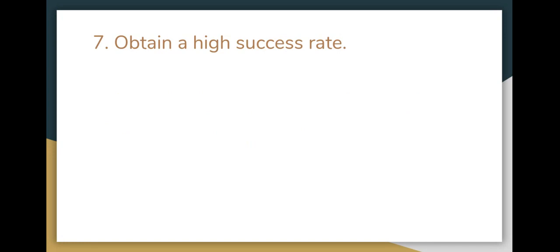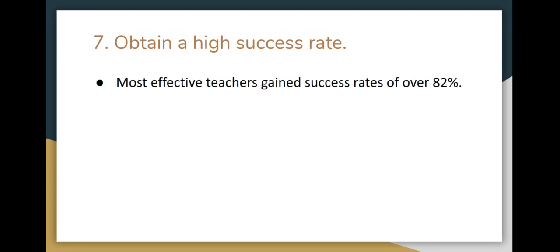Tip 7 links to the last point and is to obtain a high success rate. Once you have checked students' understanding, make sure a high percentage are correct and understand the learning steps before moving on to the next one or beginning independent tasks. This may seem obvious, but the percentage needs to be higher than some may think.